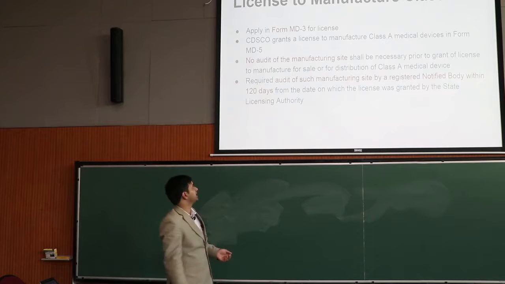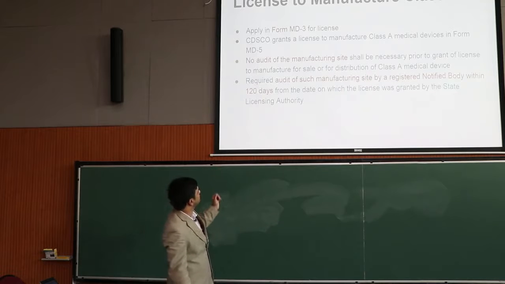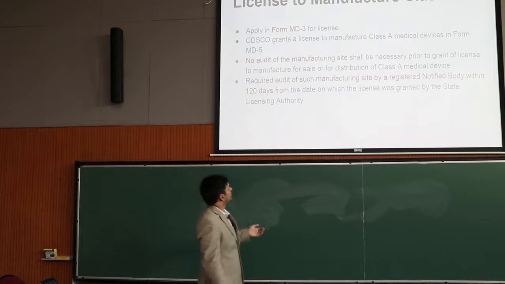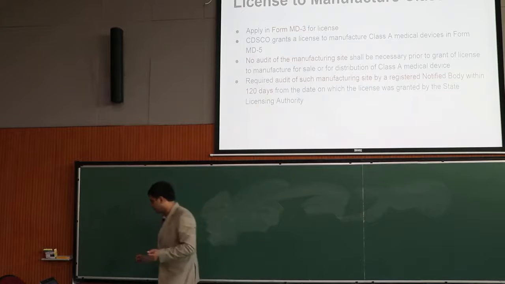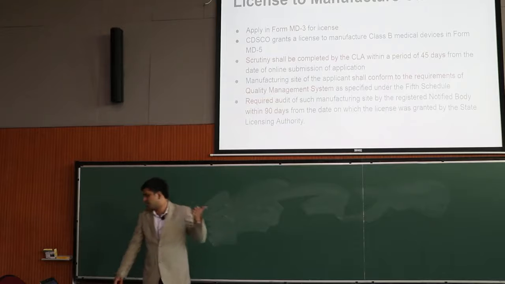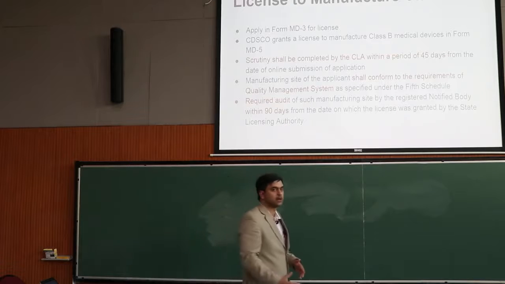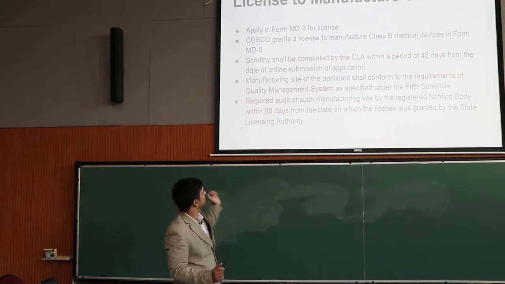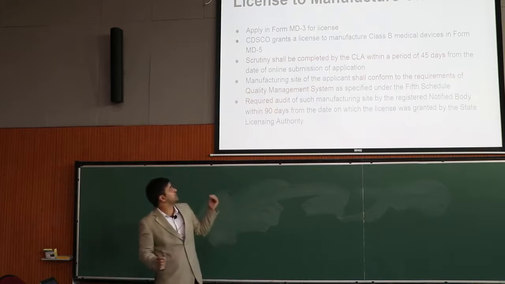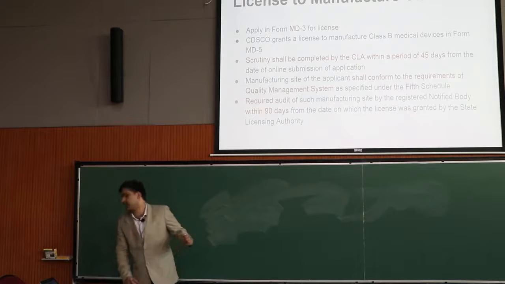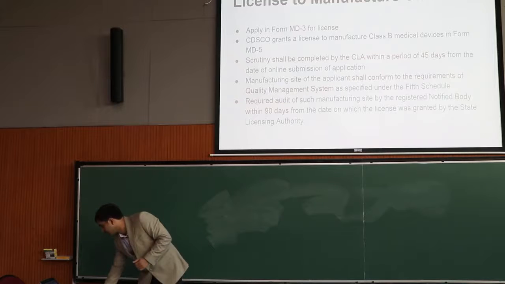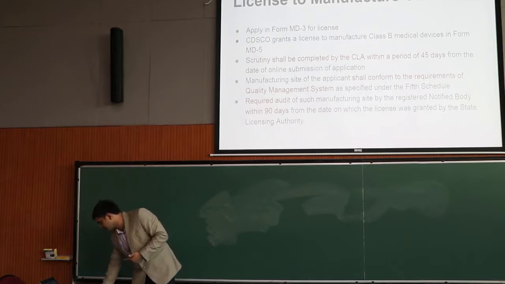So if it is a class A, you will be applying for form MD3 for license and getting it from CDSCO on MD5. Since it is class A, no audit is required because it is basically a low risk device. Class B will have a lot of scrutiny because it is much more high risk than class A, and you would get it from the central licensing authority in 45 days, and a quality management audit would be required. For this also there is MD3 which is available on the CDSCO portal. You would want to check that while you are applying for a manufacturing license.